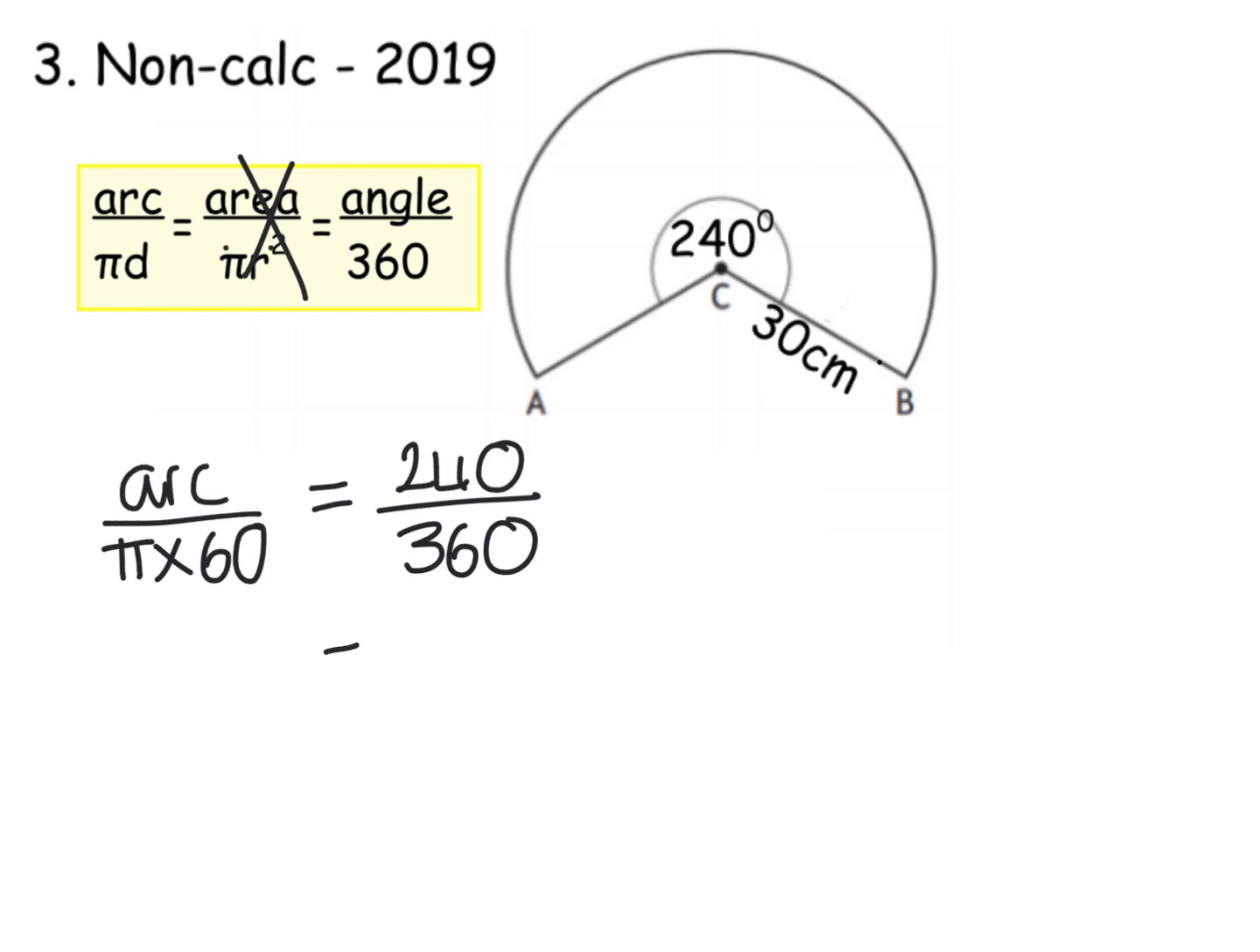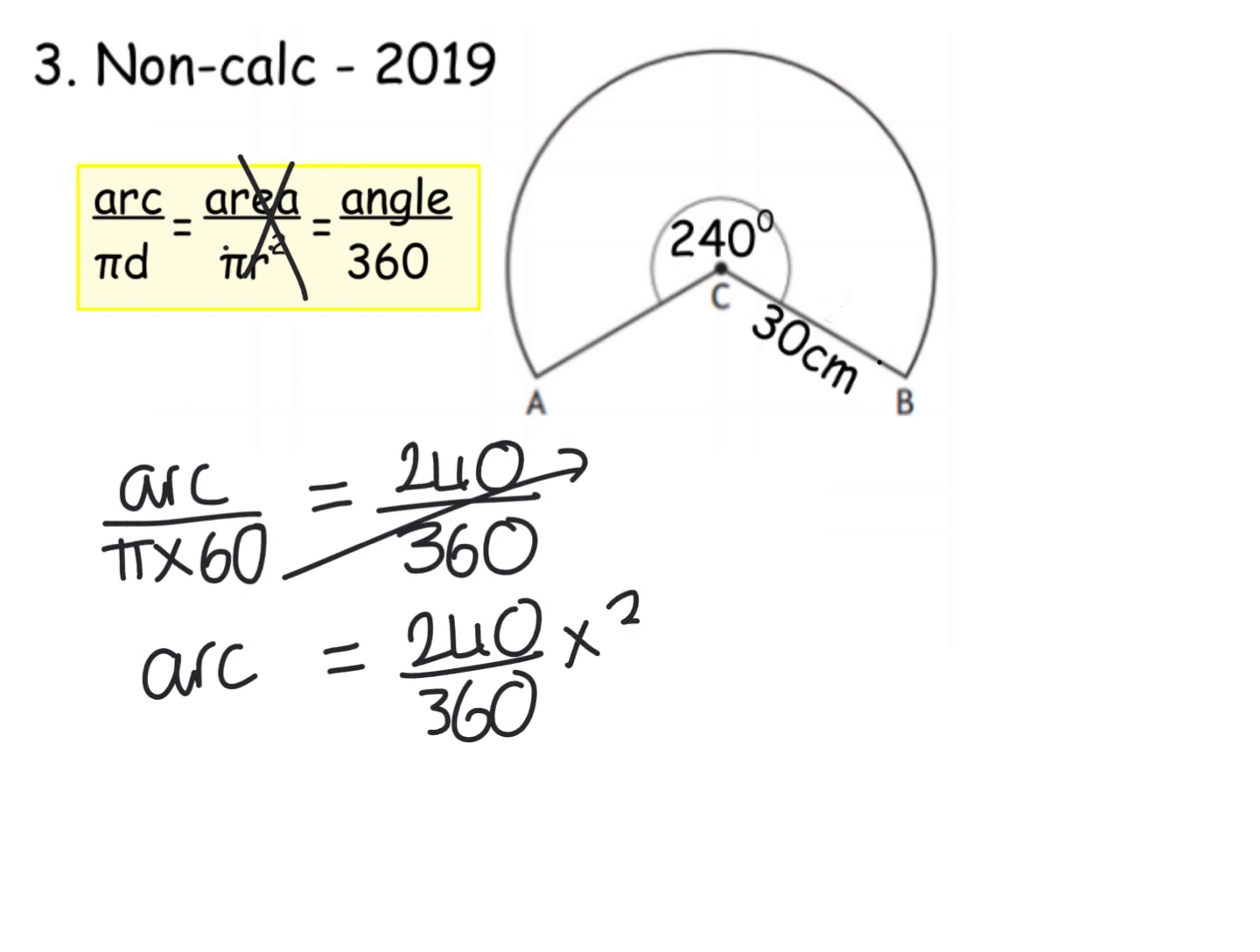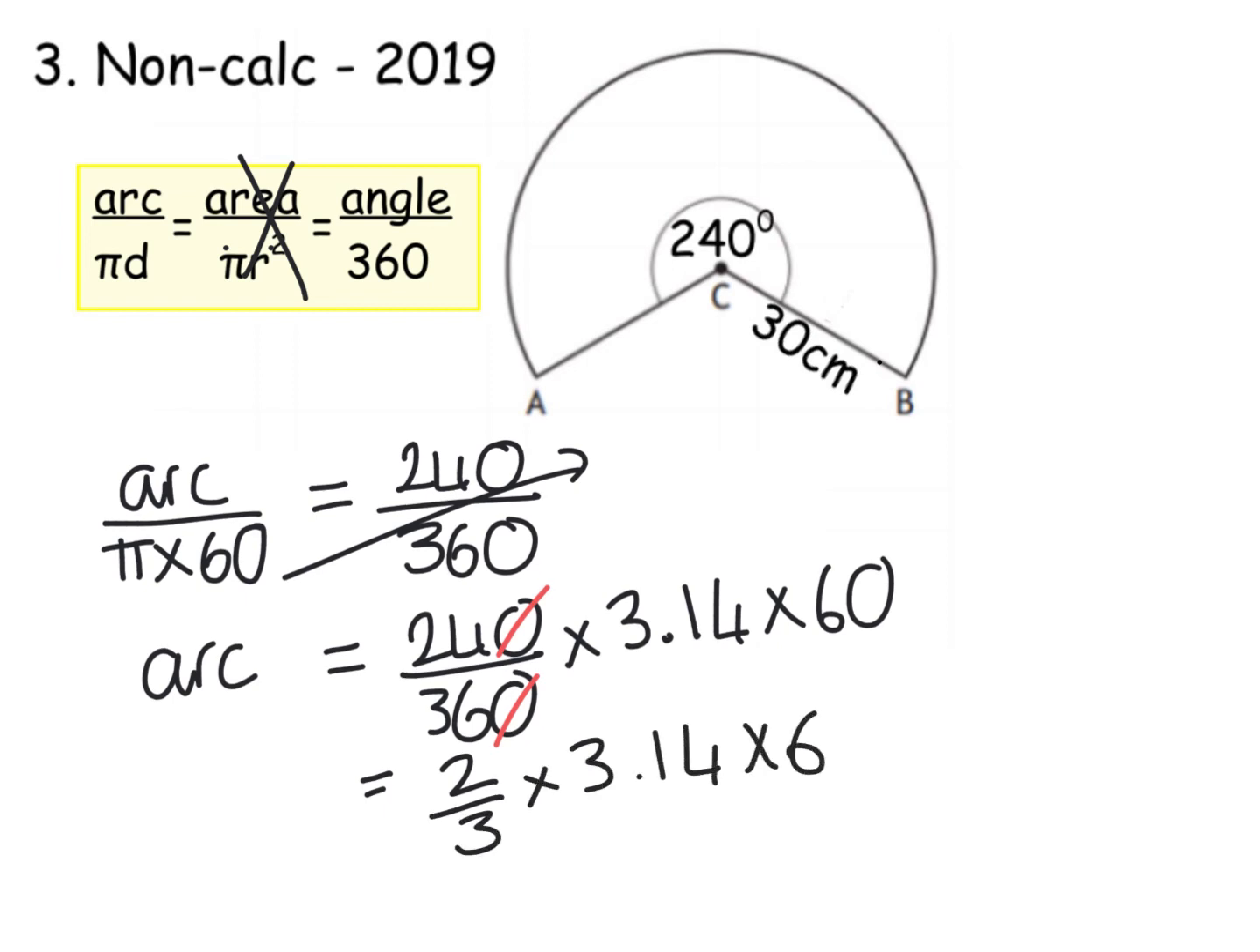Now at this point, I'm going to simplify this fraction. In fact, you know what? I'm going to stick with what I've been doing. I'm going to rearrange it. So I'm going to write arc equals 240 over 360 times, I'm going to change my pi at this point to 3.14 times 60. Now, simplify your fraction. Well, first thing you can do is score off those zeros. 24 over 36. I'm hoping you spot your 12 times table. So that gives us 2/3 times 3.14 times 60.